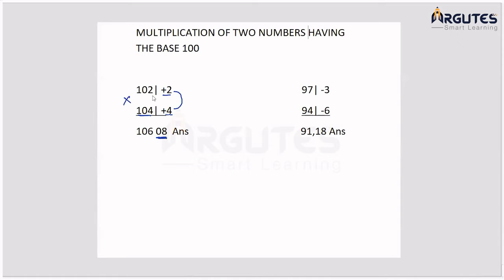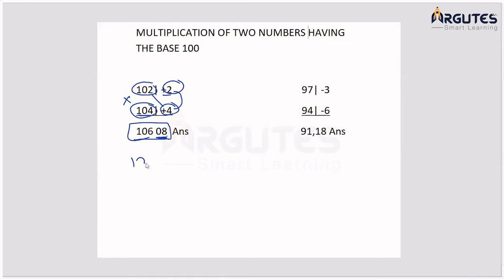Now we have written here 08. Now we will do the diagonal operation. Either we add 102 and this 4, or we add 104 and this 2. The result will be the same. So 102 and 4 comes out to be 106, giving 10608. So your answer is 10608.